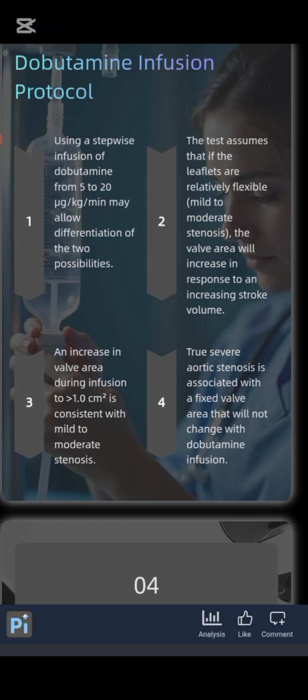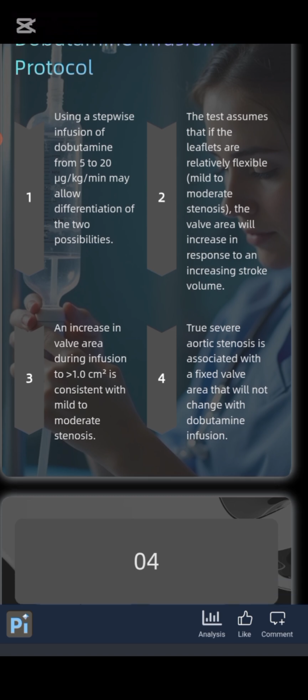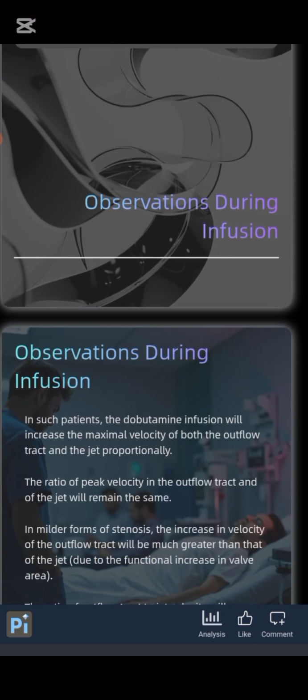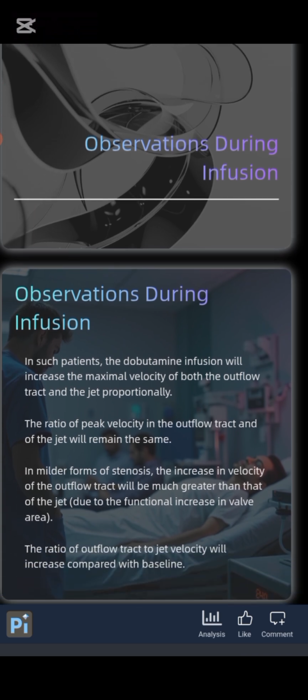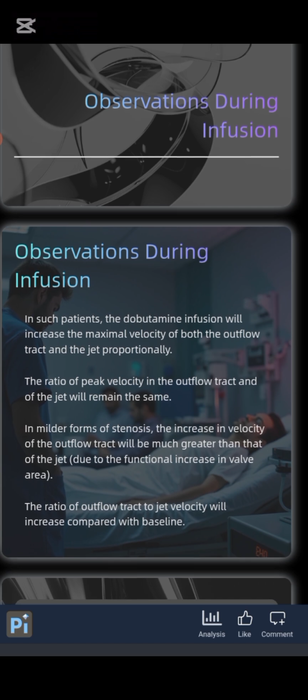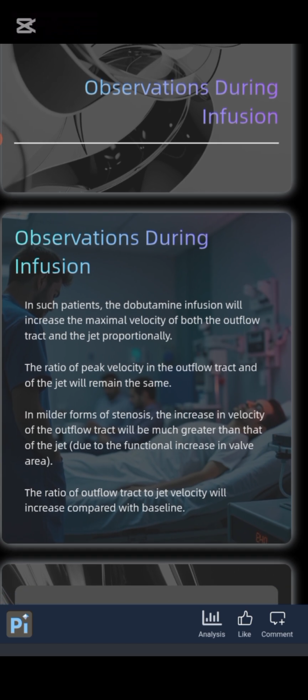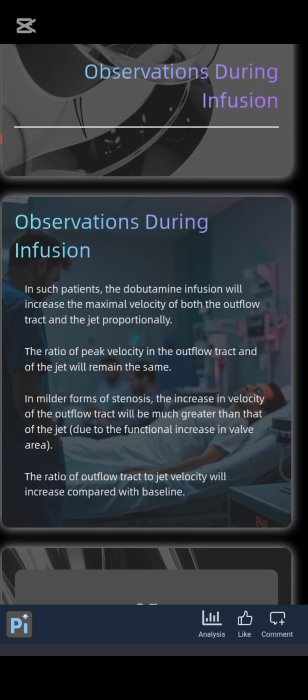True severe aortic stenosis is associated with a fixed valve area that will not change with dobutamine infusion. Observation during infusion. In such patients, the dobutamine infusion will increase the maximum velocity of both the outflow tract and the jet proportionally. The ratio of peak velocity in the outflow tract and the jet will remain the same.